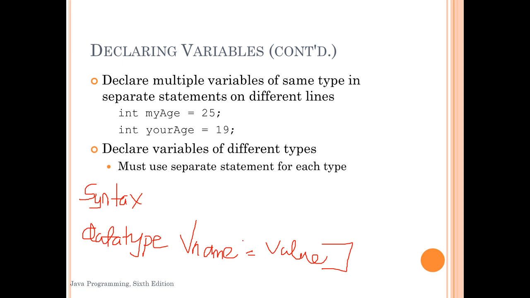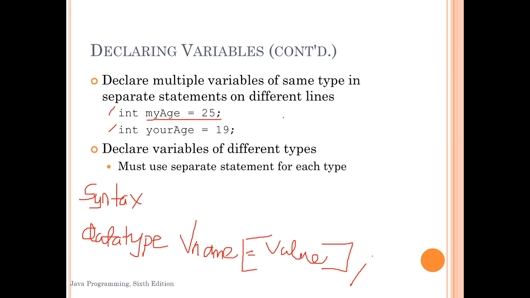So, this value can be enclosed in square brackets. It's because the value will always be optional. Pwedeng meron, pwedeng wala. But if you are not yet going to accept user input, you have to have a value for your variable, like this. This is an example, and this is also an example. Declaring variables of different types must use a separate statement for each type.